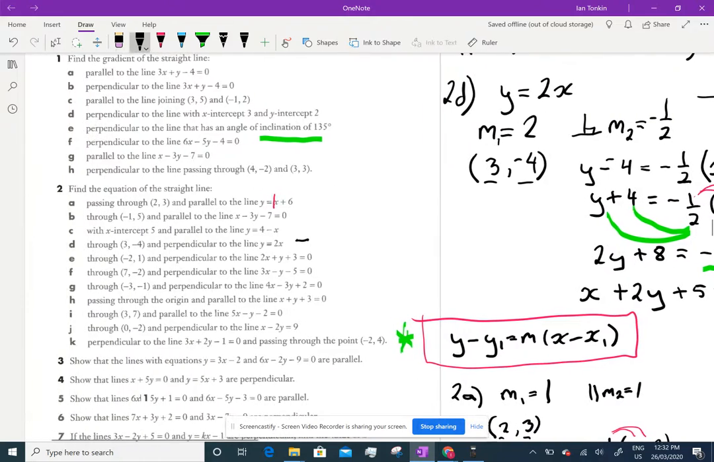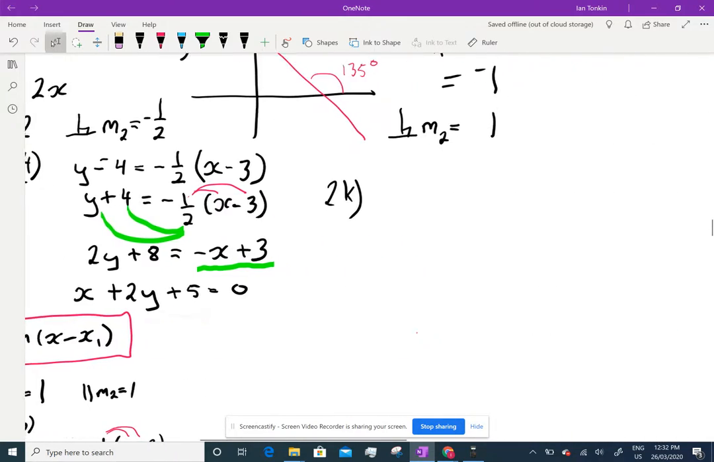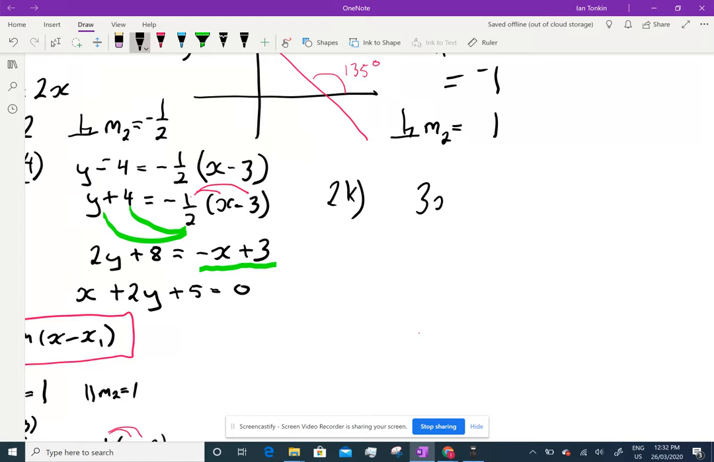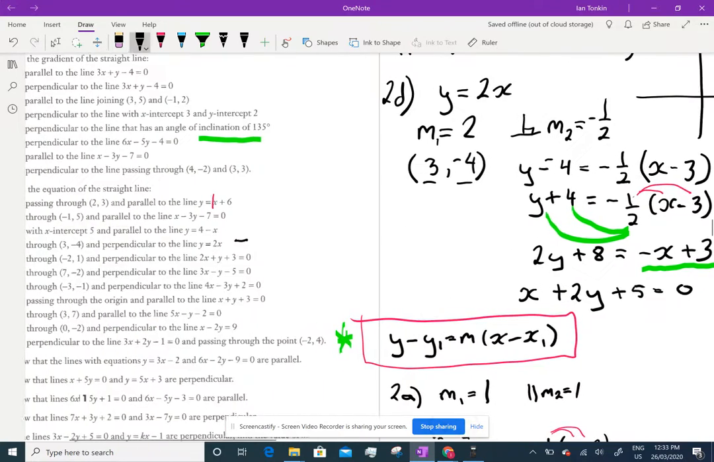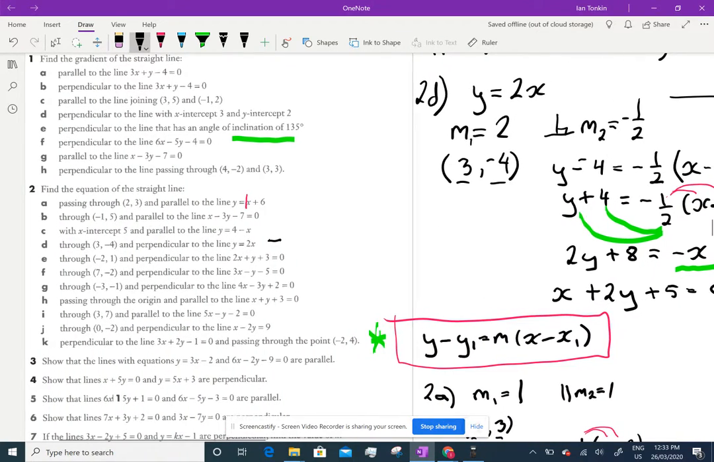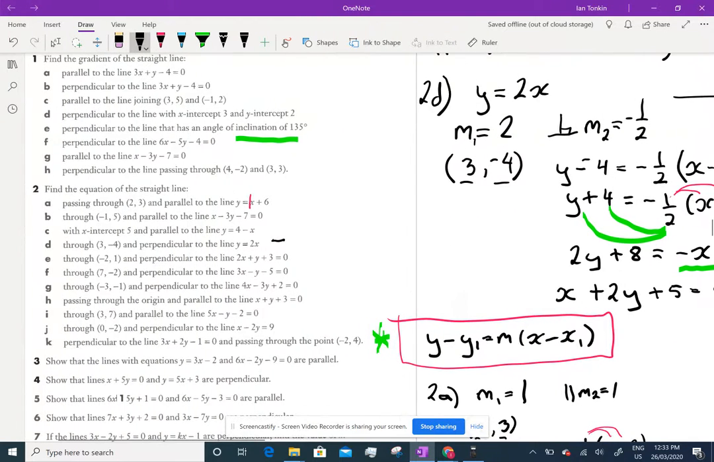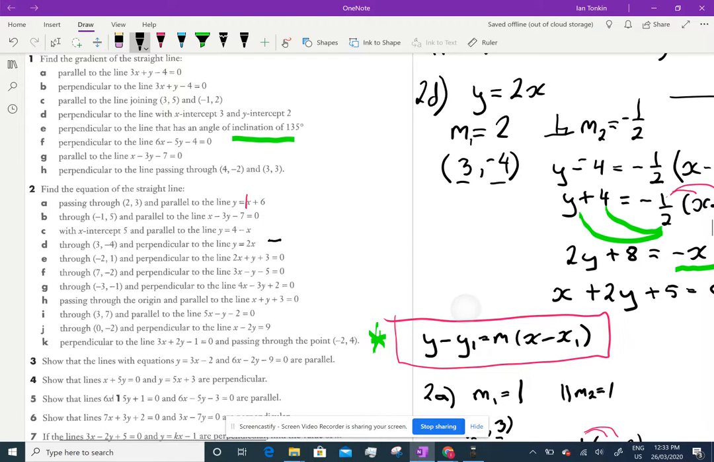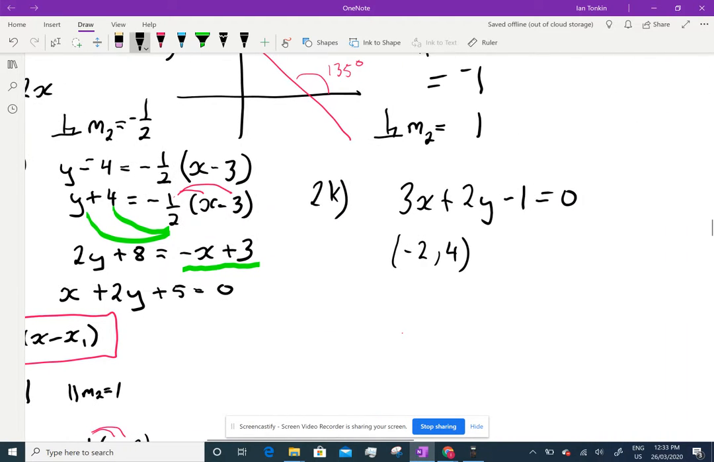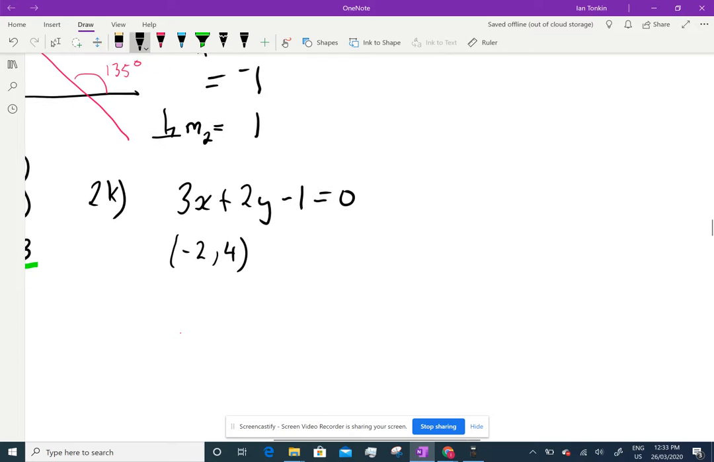And what do we got? 3x plus 2y minus 1 equals 0. It's going through -2 and 4. I'm pretty sure we want perpendicular. So, first of all, let's write this equation in the gradient form.